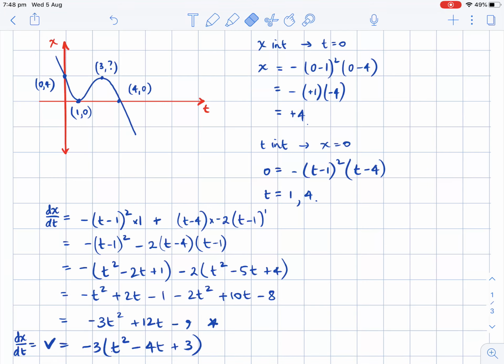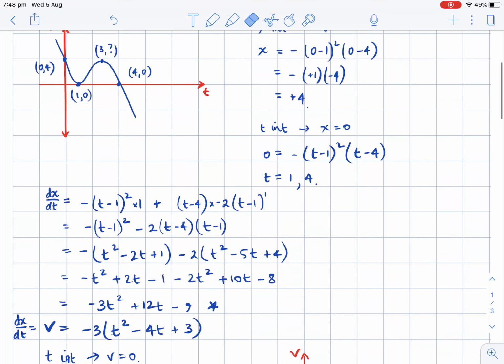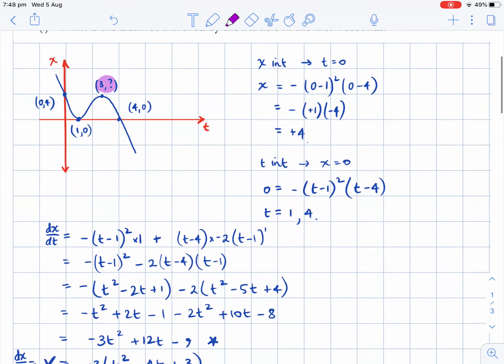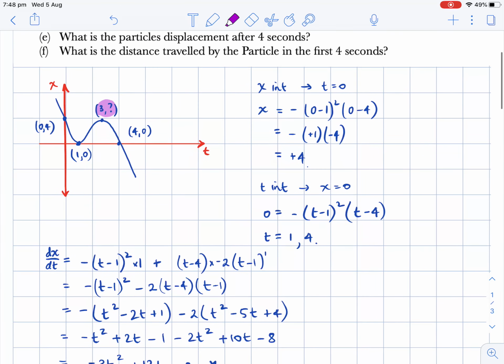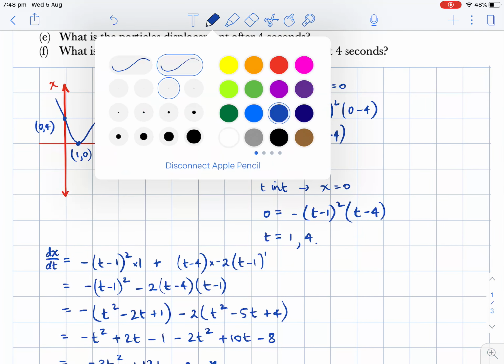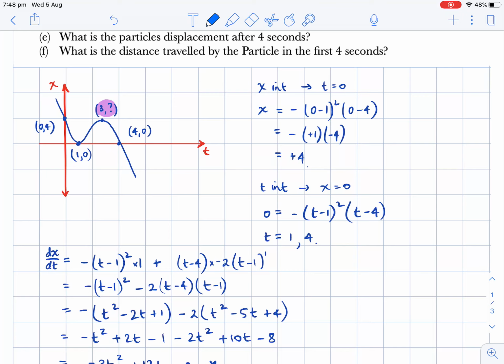Okay, so now that we know what the turning point is, let's go ahead and find out what the y value is when t equals 3. Or, I shouldn't say the y value, find out what the position is when t equals 3. So let's now change colours, and in this graph, let's go a little bit further and find x of 3.